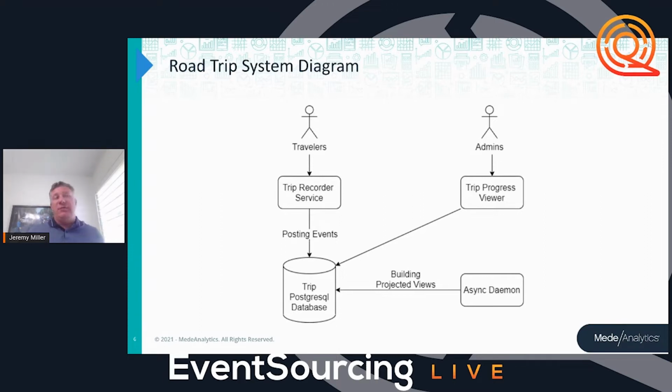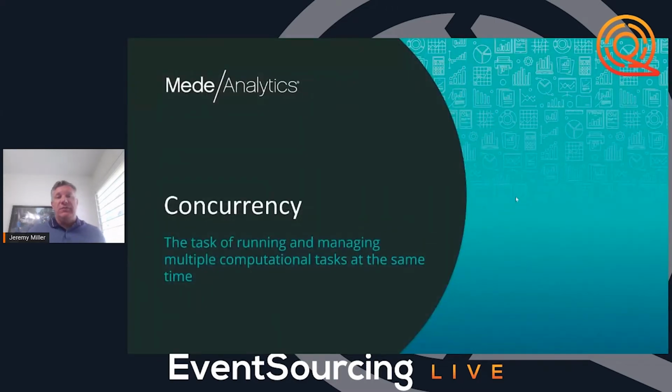This is our asynchronous projection engine, constantly processing these events coming in and creating views and aggregates of all the trip data that's available for the administrators of this system in a trip process viewer. You see that up here. Okay. Now, let's dive into the potential problems.